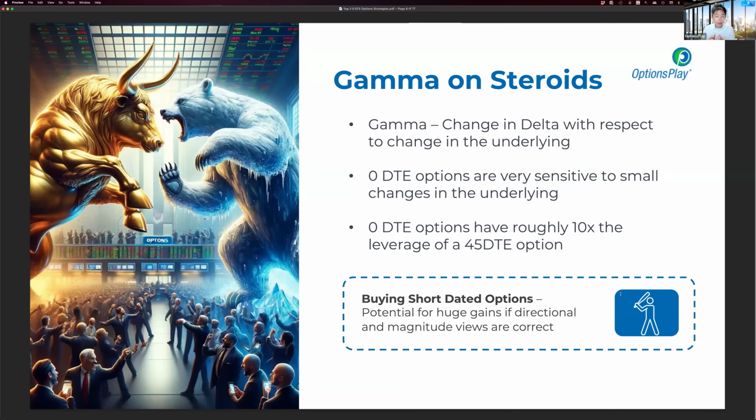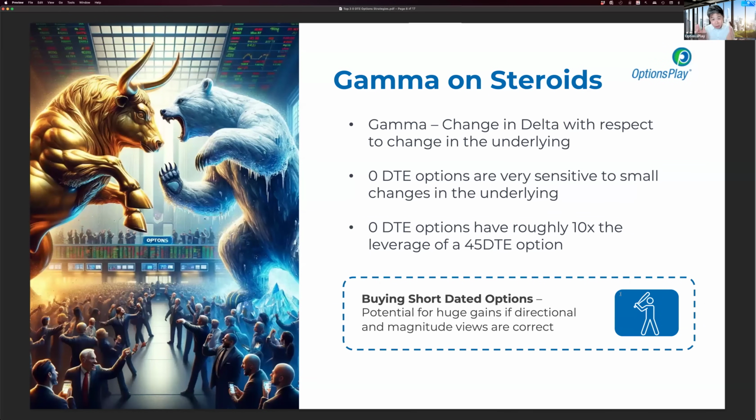That means that if you were to buy a 1-day option versus a 45-day option, and let's say the market moved up 1%, the 0 days to expiration option may have received a 100% gain on that 1% move in the underlying, versus the 45-day option, which would have gotten a 10% gain on your option. So when you're trading 0 days to expiration options, you have huge amounts of leverage, 10 times the amount of leverage that you would typically get if you were trading a 45-day option.